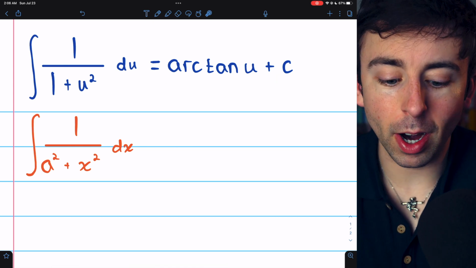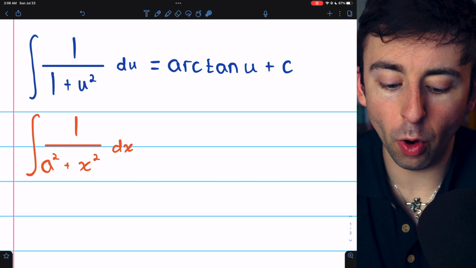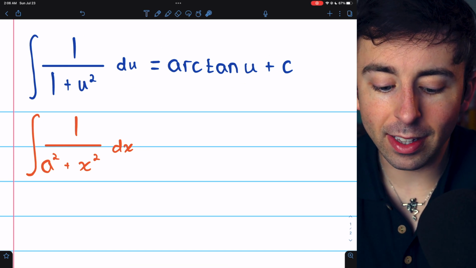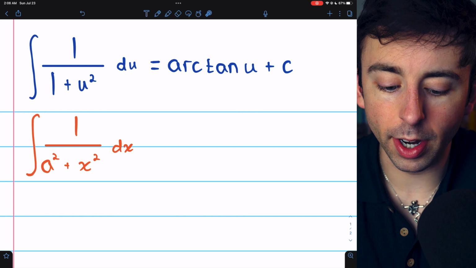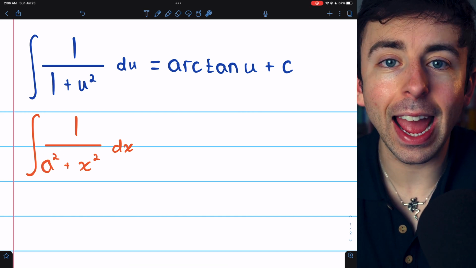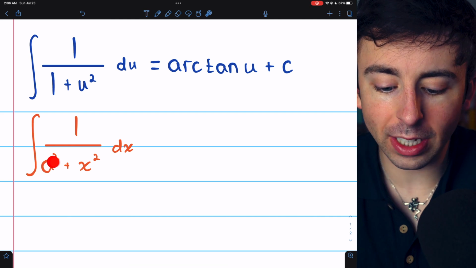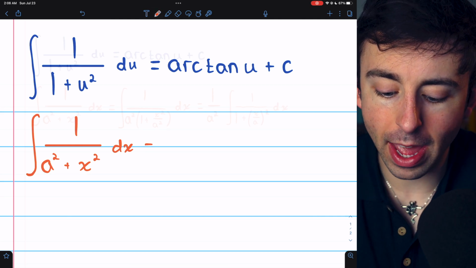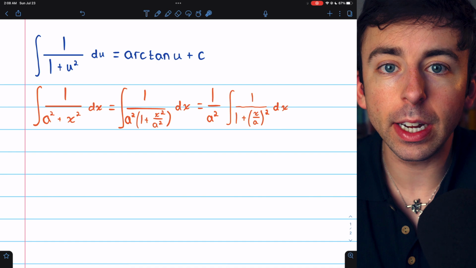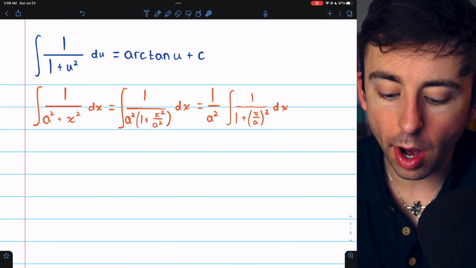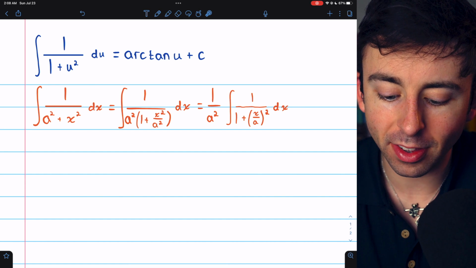The key difference right now between this familiar formula and our integral is that in the formula there's a 1, whereas we have an a squared. So let's take out an a squared to turn this into a 1, and then go from there. Taking the a squared out in the denominator leaves 1 plus x squared over a squared in these parentheses.